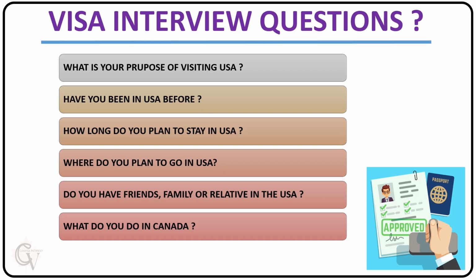The US B1 B2 visa stamped in your passport is valid for 10 years. Even if your passport expires early, the B1 B2 visa is still valid for 10 years.